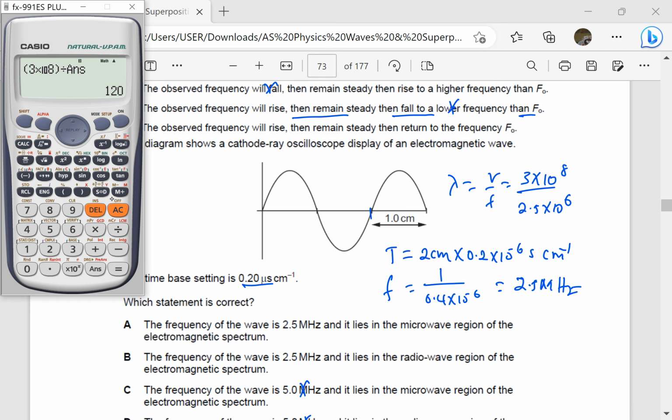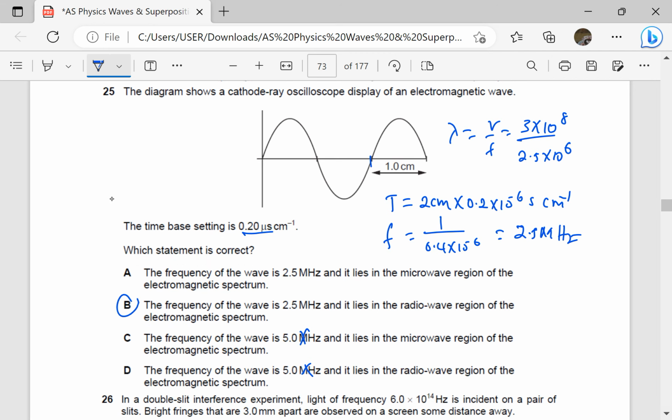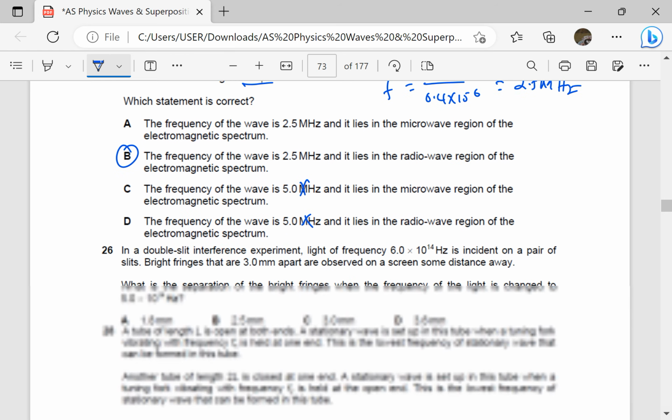So the answer is going to be B, because the wavelength is equal to 120 meters. That is B, the longest wavelength.